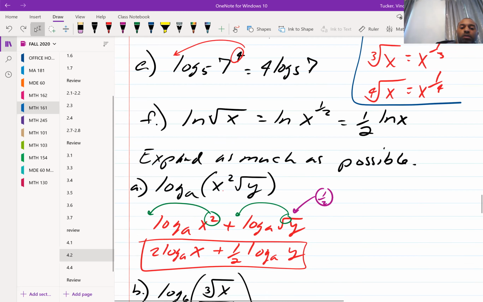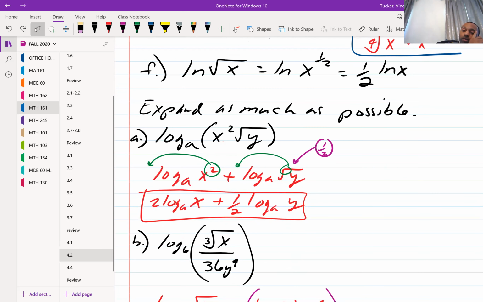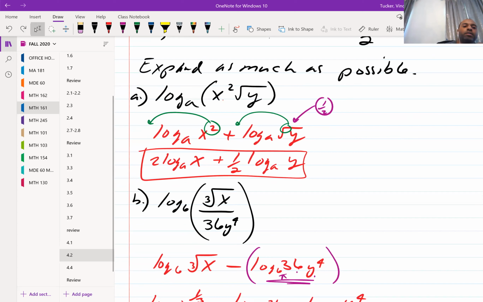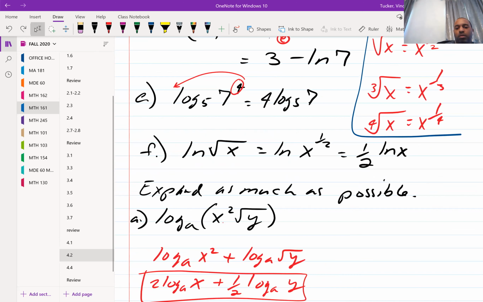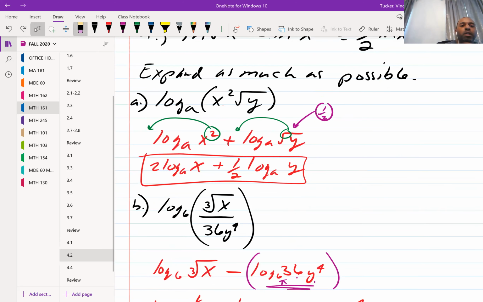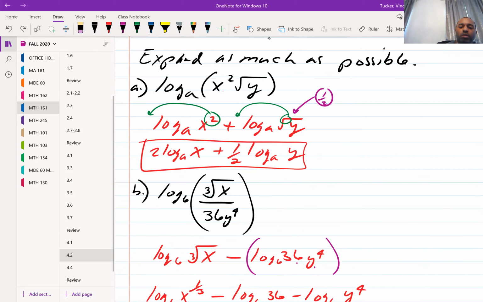All right. Now here, log base 6 of the cube root of x over 36 y to the 4th. That's going to be subtraction. Sorry about that, guys, I hit the wrong button. That will give us log base 6 of the cube root of x minus log base 6 of 36 y to the 4th. That's the first step. We break them up according to the quotient rule.